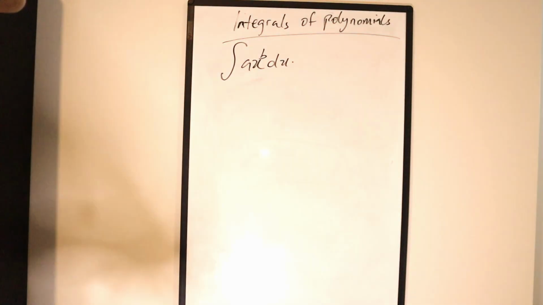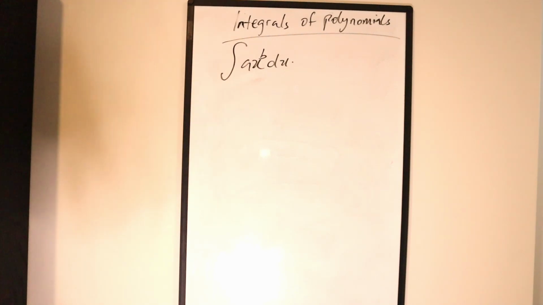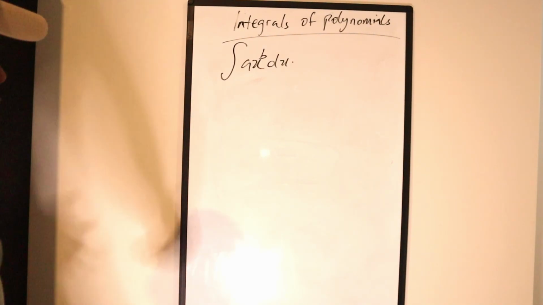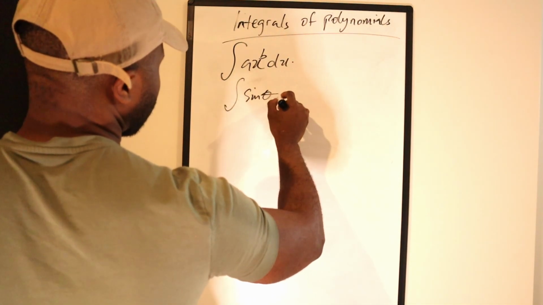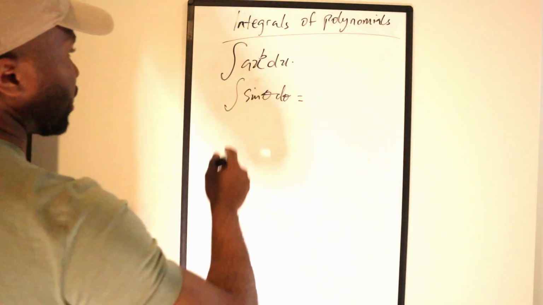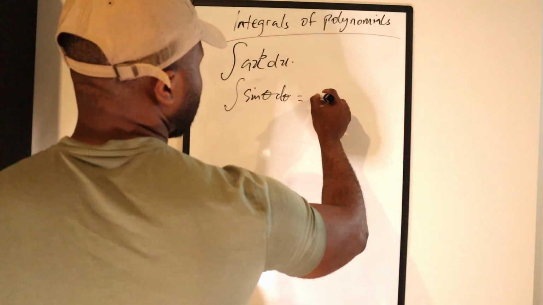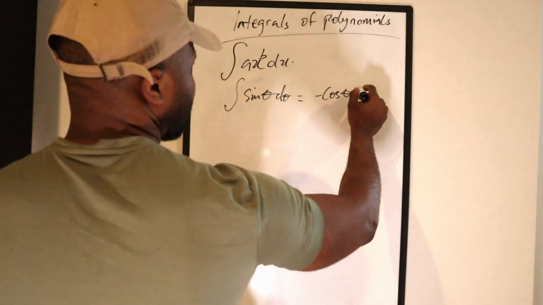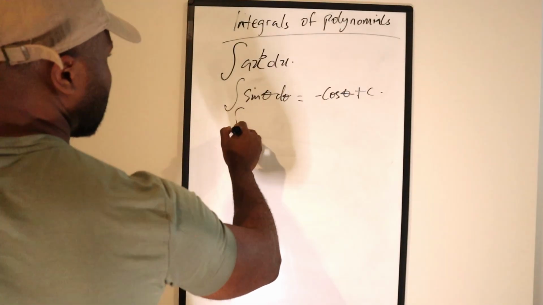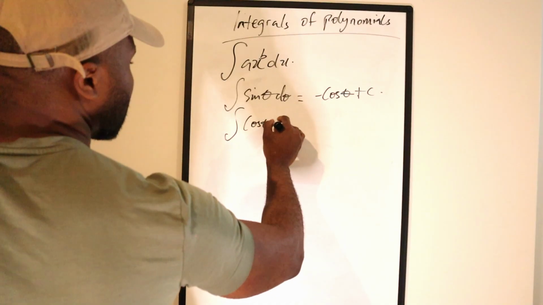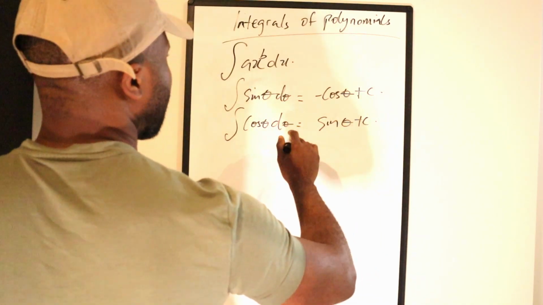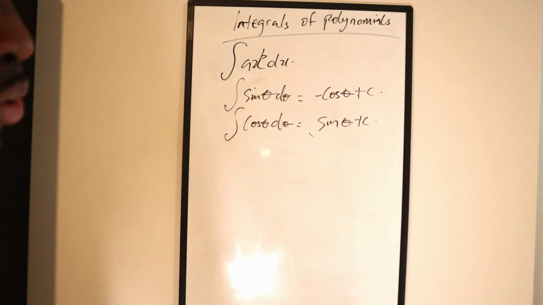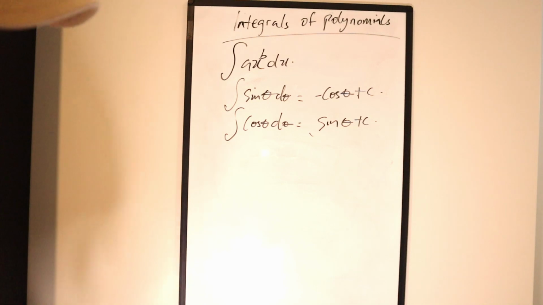And integration can come in various forms, as I said before, it can come in trigonometry, and different rules apply to that. Like when you want to integrate sine theta d theta, it is minus cos theta plus c, and integrate cos theta d theta is sine theta plus c. So these are the little rules you should understand when solving problems like this.